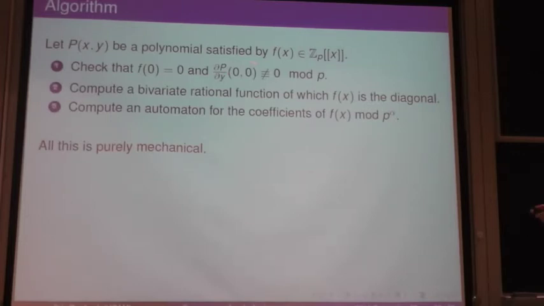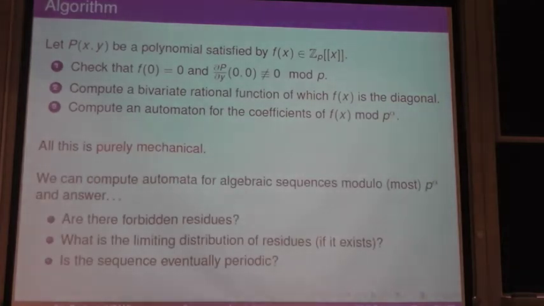This one's sort of mild, right? As long as this isn't 0, it's only going to fail for finitely many p. And this one we can usually fix. So if these two conditions hold, then this is purely mechanical, and we implemented it in a computer program. And then we could just take any algebraic sequence and any prime power and generate automata all day long and see what answers we get to questions that we may be interested in.